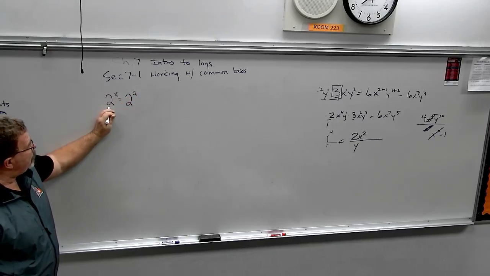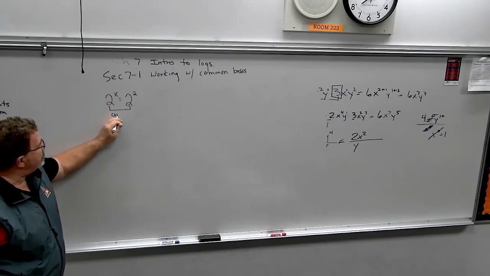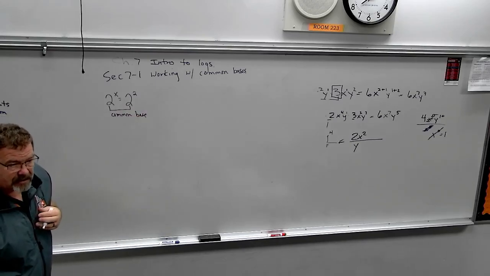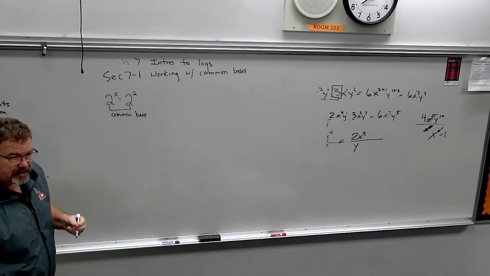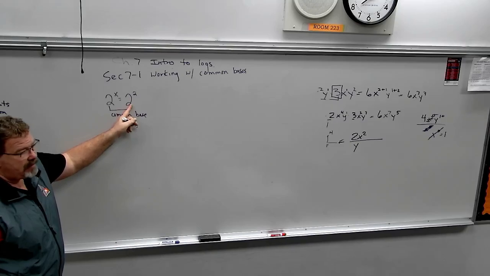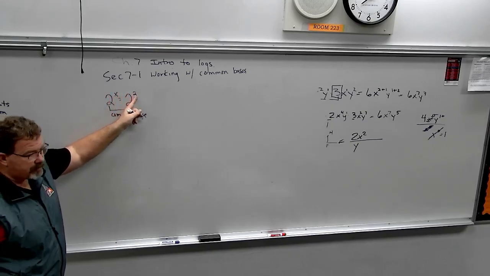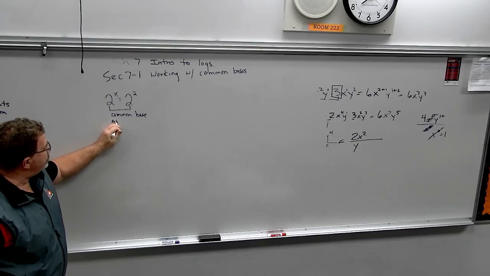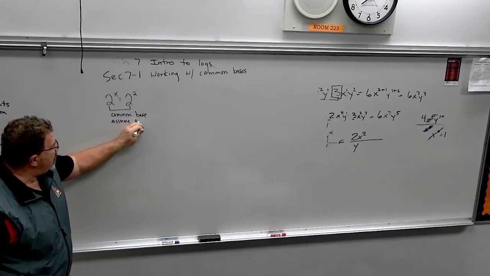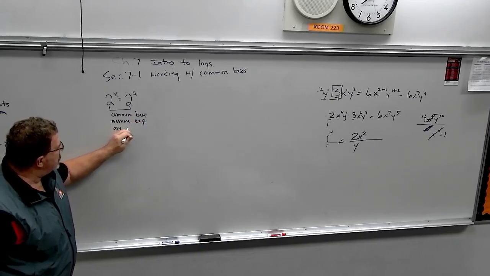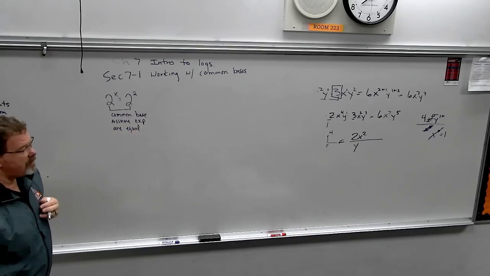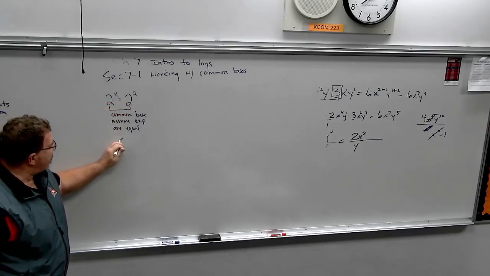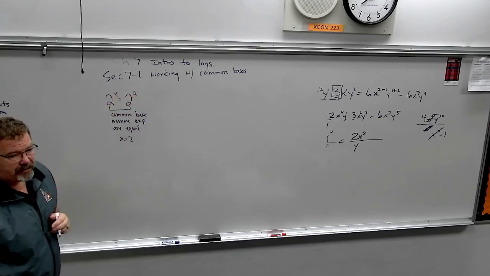So notice when you have a common base, what can you assume about the exponents? Exponents are equal to each other, right? If my bases are the same, then I can conclude that x is equal to 2. My exponents are equal. So if you have a common base, you can assume exponents are equal. That's really important in learning how to solve exponents. So when my base is the same, I could say x is equal to 2, my exponents are equal to each other.